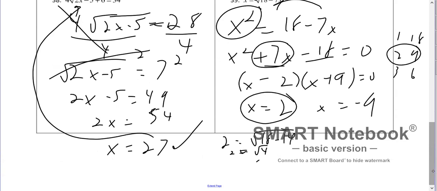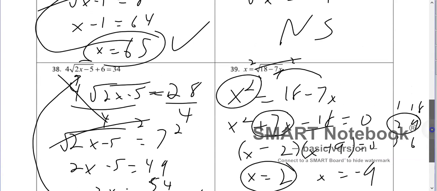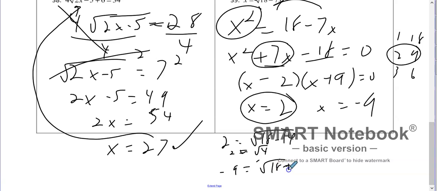When I plug negative 9 in, negative 9 equals the square root of 18 minus 7 times negative 9. So that's going to be 9 times 7 is 63. So that's going to be plus 63. So that's going to be negative 9 equals the square root of 81. Well, square root of 81 is not negative 9. It's positive 9. So this is wrong. This is extraneous. You have to be able to tell me extraneous. There's going to be one on the test that's going to ask you whether it's extraneous or not. Hint, hint. There's a good chance there will be.